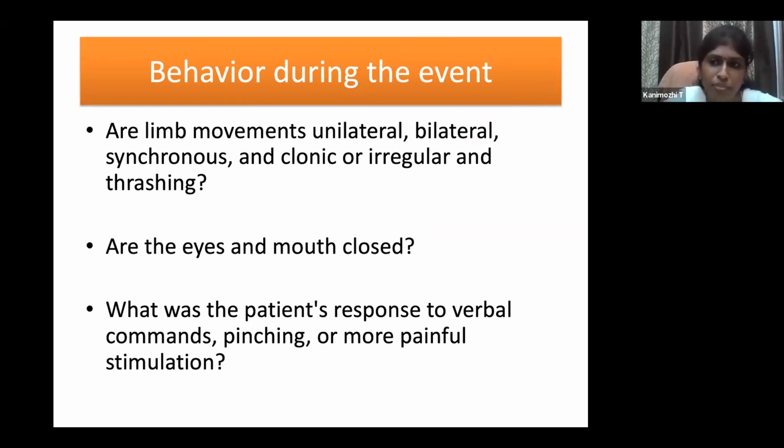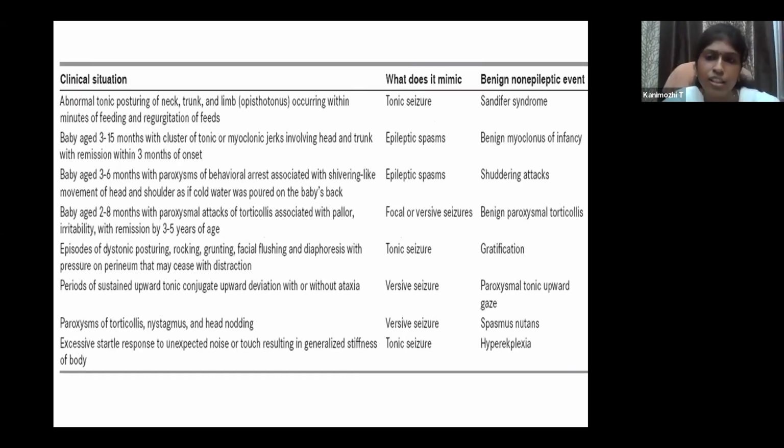So these are some of the common benign non-epileptic events that usually we confuse with seizures. Sandifer syndrome, like due to a GER, occurs in normal children, but usually common in neurologically abnormal children. There is abnormal tonic posturing within minutes of feeding, might be associated with regurgitation of feeds. And benign myoclonus of infancy, usually common in babies like 3 to 15 months, they'll have clusters of tonic or myoclonic jerks involving the head and the trunk, and usually have a remission within 3 months.